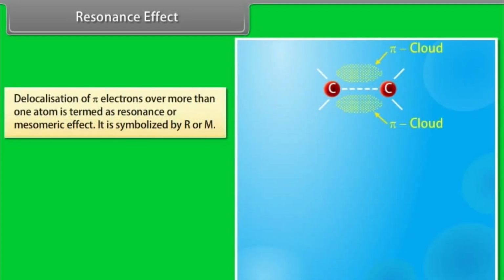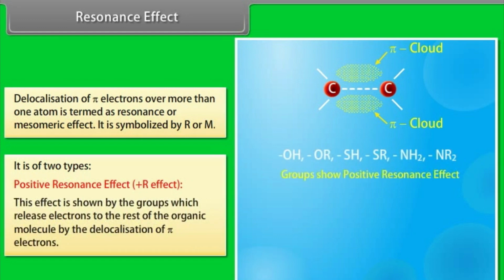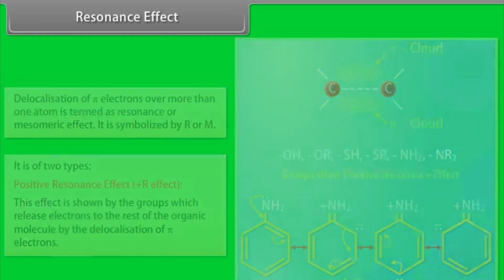Resonance effect. Delocalization of pi electrons over more than one atom is termed as resonance or mesomeric effect. It is symbolized by capital R or capital M. It is of two types: positive resonance effect, positive R effect. This effect is shown by the groups which release electrons to the rest of the organic molecule by delocalization of pi electrons. For example, aniline.